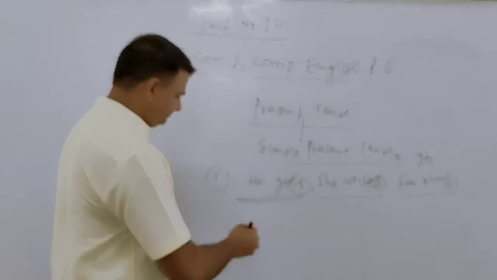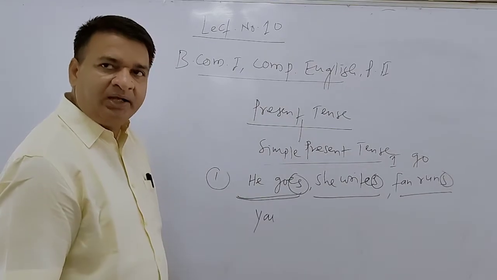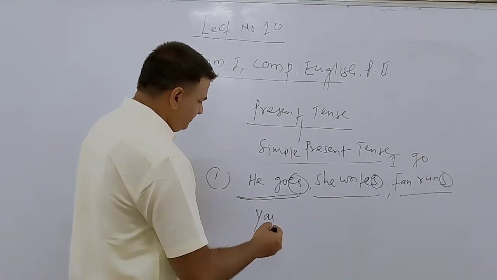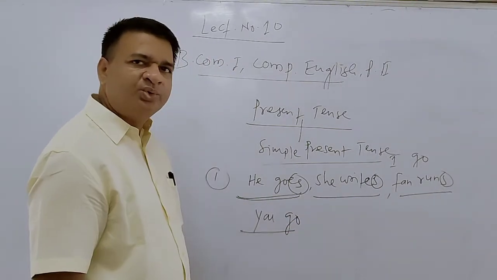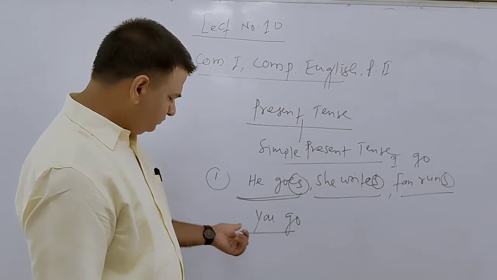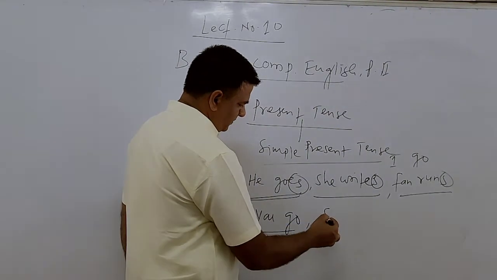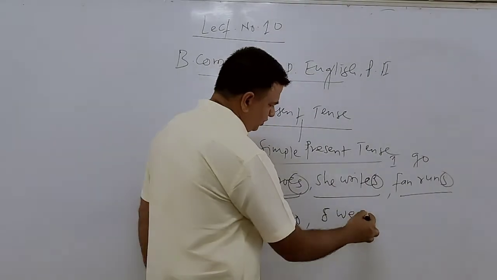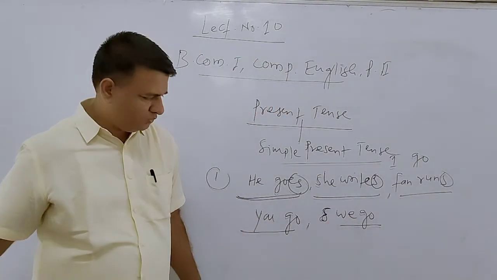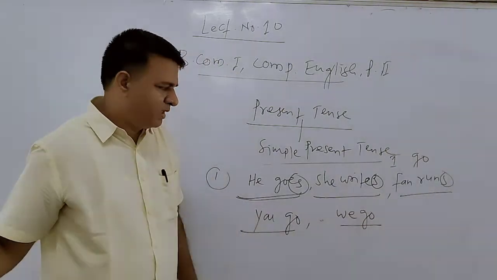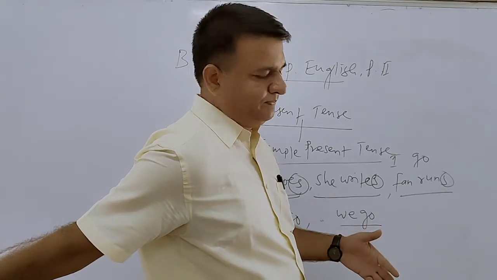For example, you, second person singular, and we, second person plural. We simply say you go. You go to market, you go to college, whatever, you go. Then we use you go, we go. We go for shopping or we go to market.